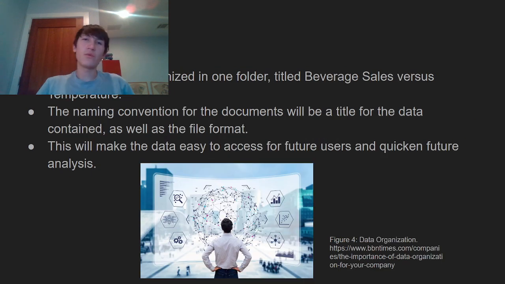The data will be organized into one folder titled Beverage Sales versus Temperature. This is a clear title and helps to quickly provide the viewer with an idea of what kind of data they're looking at. Going along with this, the naming convention of the documents will be a title for the data contained, as well as their file format.